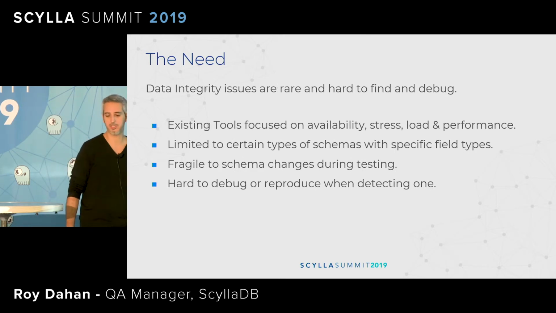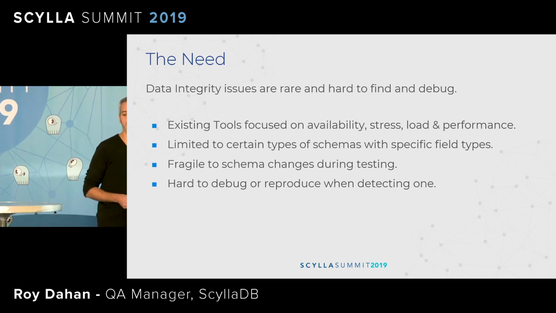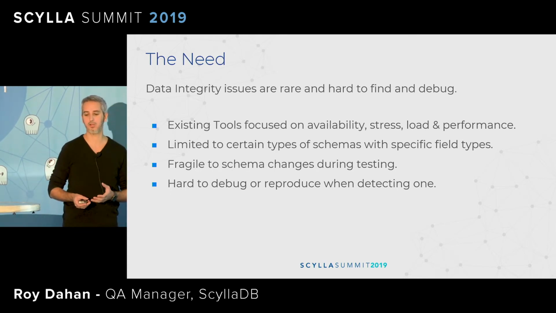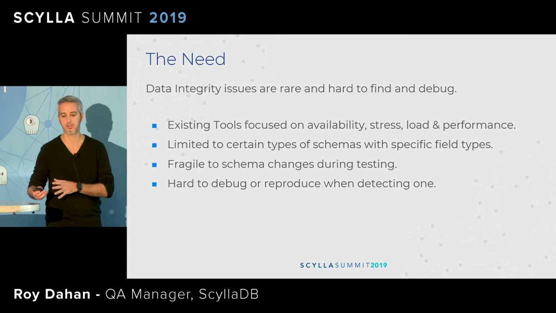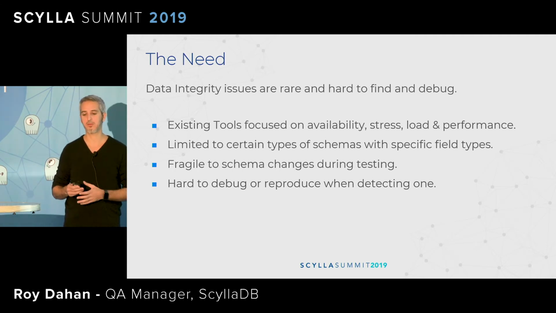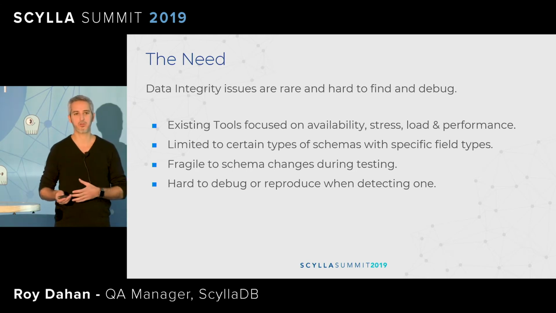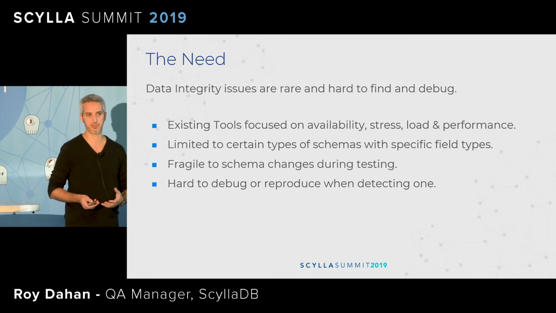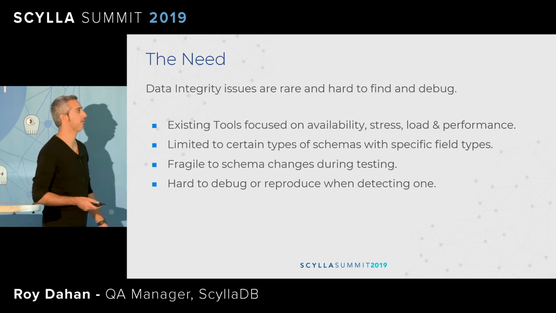So the need came from the fact that we had some good tooling around testing availability, stress, load, and performance, but we lacked a good tool to detect data integrity issues. The tools that we were using were limited to certain types of schemas. They were fragile to schema changes and very hard to debug or reproduce when such issues were suspected to happen. So we wanted a tool to detect those rare issues and be able to reproduce them when such an issue is detected.